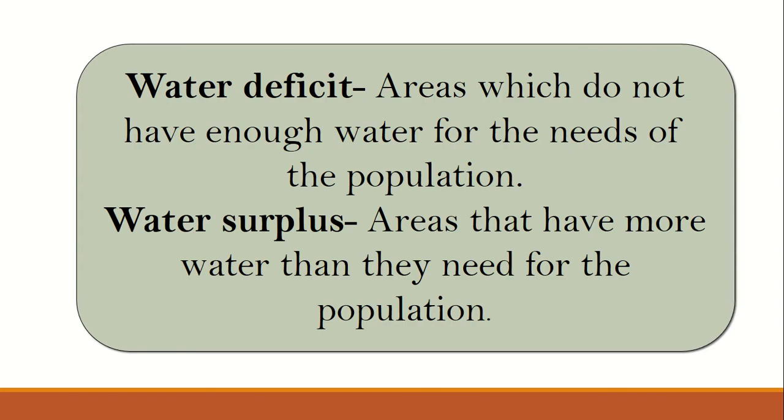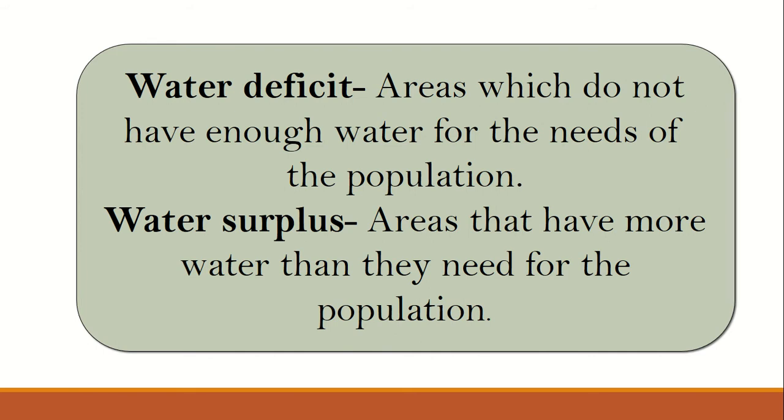Before we kick off, there are two main terms that I think you need to understand before we carry on with the rest of the lesson. The first one is something called a water deficit. A water deficit is an area which does not have enough water for the needs of the population, and a water surplus is an area that has more water than the population needs. So, for example, if an area has 100 people and enough water for 80 people, they're in a water deficit. Whereas if an area has enough water for 500 people but only has 100 people, they are in a water surplus.